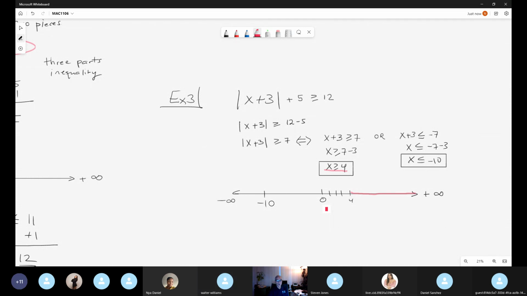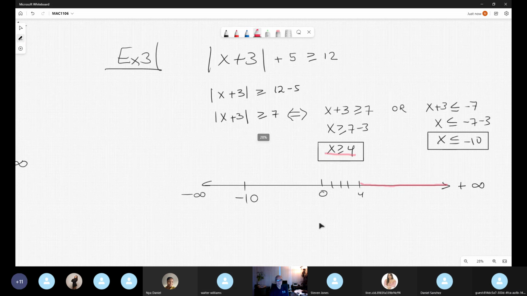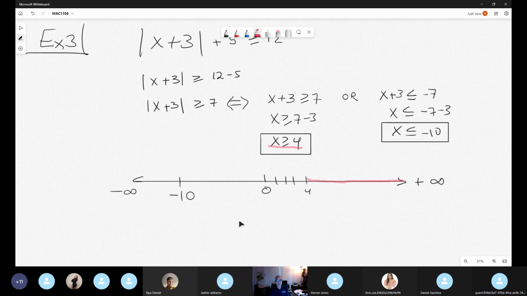Include 4 or no? Yes. How do you know? What is the clue? It can give me information to include 4. It has an equal sign. Exactly. And the symbolic way to indicate that idea is a bracket.